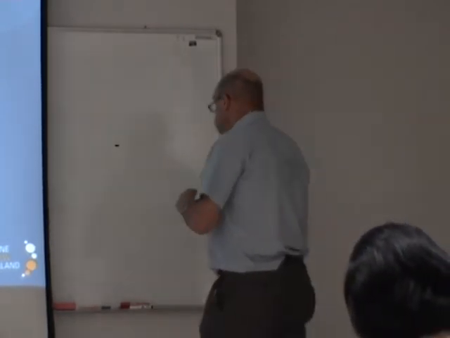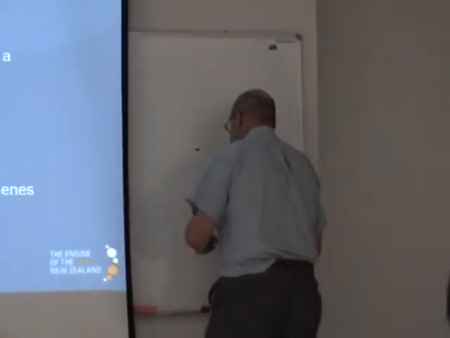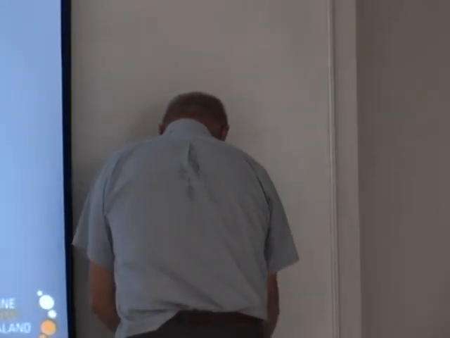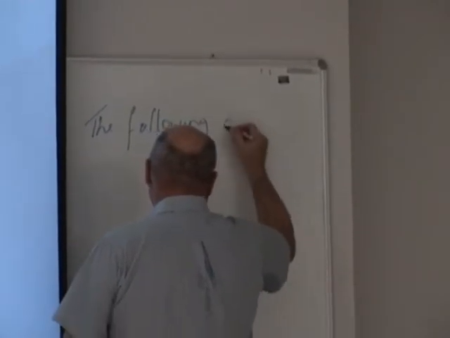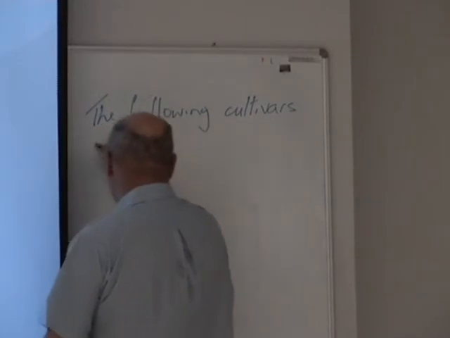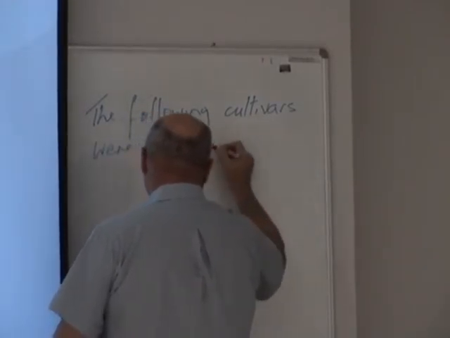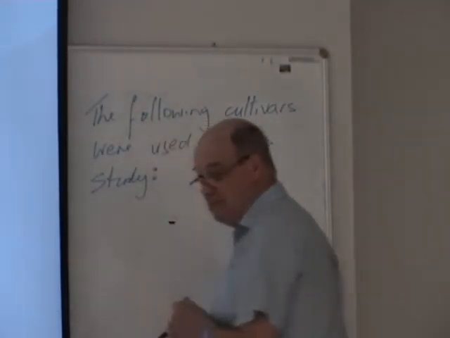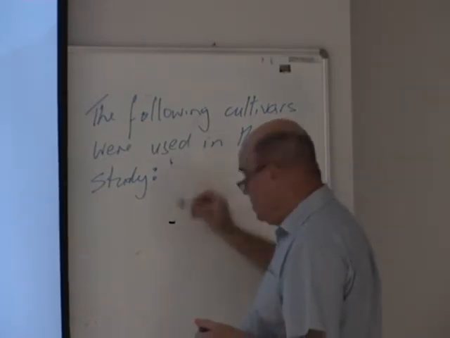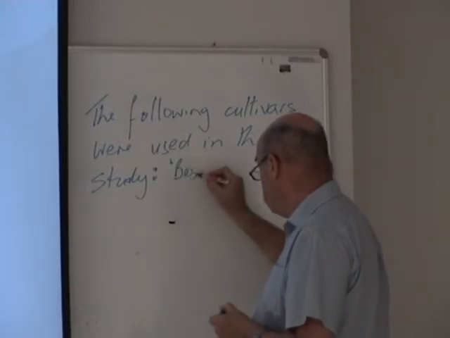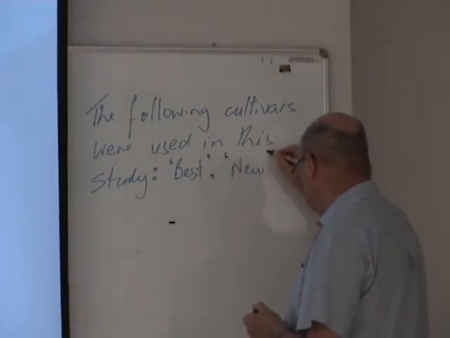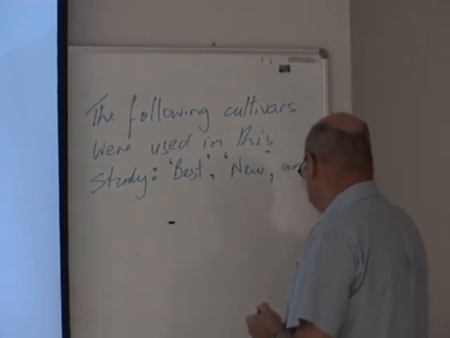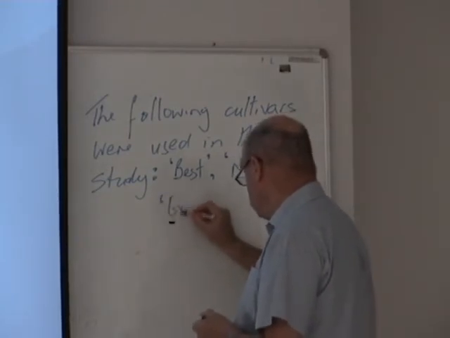So if you say, the following cultivars in full were used in this study, colon, then you would have a single quote, the name of the cultivar, Best, close the quote, comma, single quote again, New, comma, and Excellent.